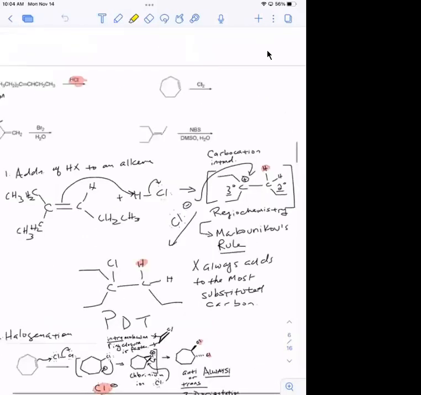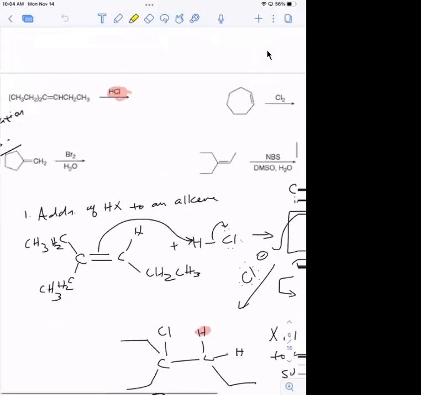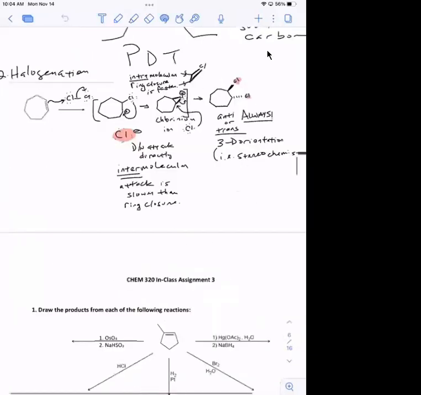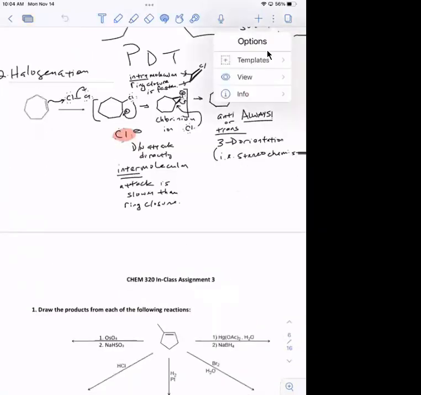A variation of the halogenation is, let me take this and copy it, is what we call halohydrin synthesis.